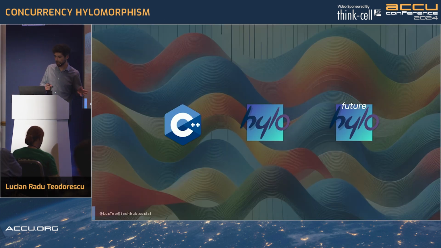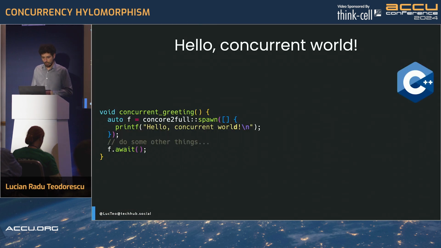I'm going to use those three languages: C++, the current version of Hylo, and the potential future version of Hylo. So in C++, with my library, which as you can see by the namespace, is called concur to full, what you can do is spawn a work item, you give it a lambda, that will execute somehow concurrently with whatever else you're doing in there. And that returns a future, and then at some point you await the future, right? You close the loop.